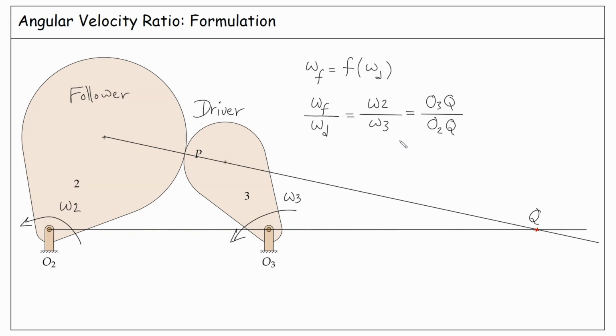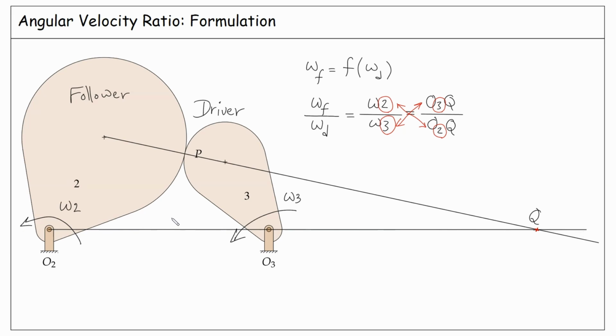Notice that we have the angular velocity of link 2 here and the center of link 2 here. And similarly, the angular velocity of link 3 here and the center of link 3 here. The angular velocities and the centers are at opposite sides. Regarding the directions of the angular velocities of the driver and the follower, if point Q is at one side of the two rotation centers, then the angular velocities have the same direction, which, as you see, is the case in this example.